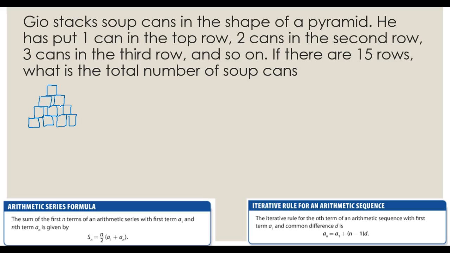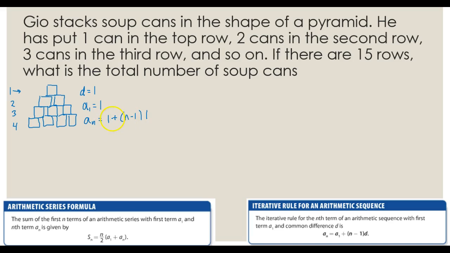Is this an arithmetic or geometric? Well, in the first stack, there's 1, and then 2, then 3, then 4, so that makes it really easy. The common difference is 1, and the first row we're going to call A1 is 1. And then AN is going to be 1 plus n minus 1 times 1.